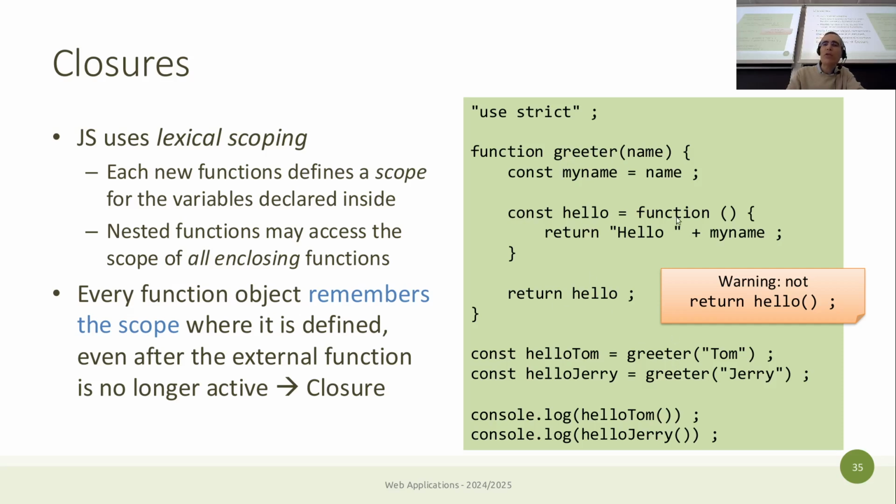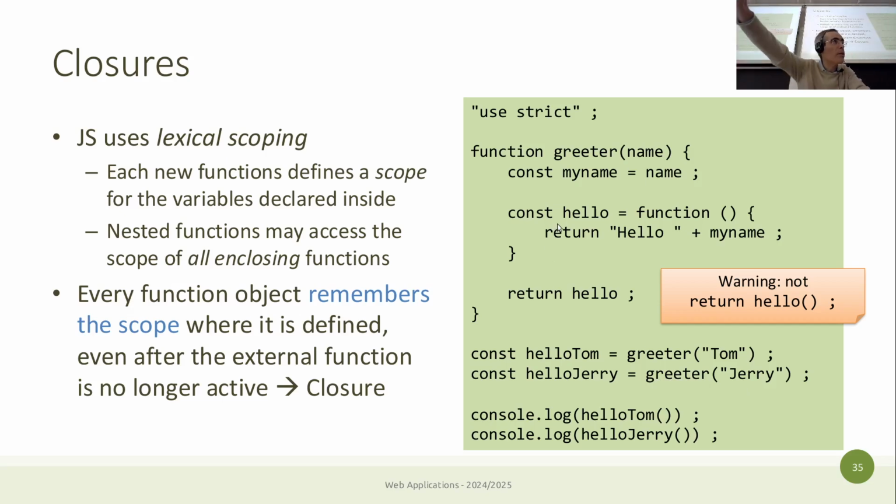And this function will be a function that returns hello plus the content of the variable my name, which when the function was defined was Tom. Okay? Const hello Jerry, greeter Jerry returns a new function.